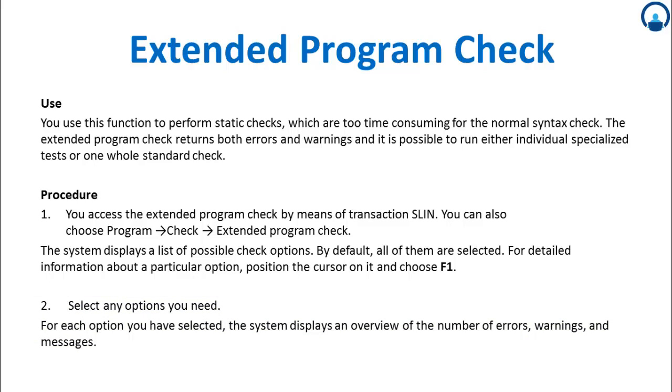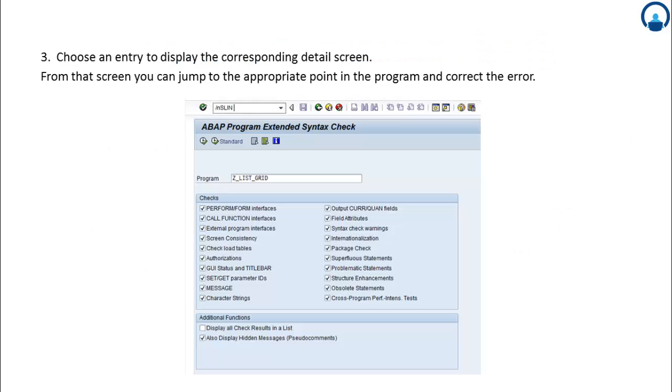warnings and messages. Next would be choosing an entry to display the corresponding detail screen. Once we select that, from that screen we can jump to the appropriate point either in the program or under the enhancement, and we can correct and rectify the error. So these are the 3 steps which we use in order to perform an extended syntax check.